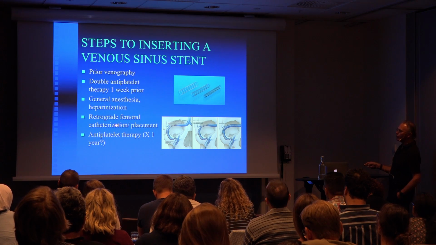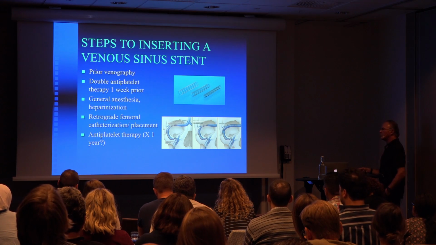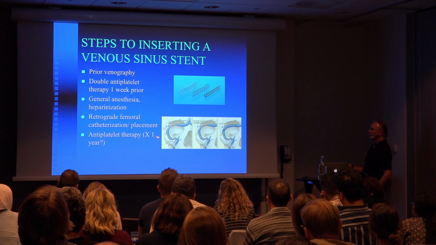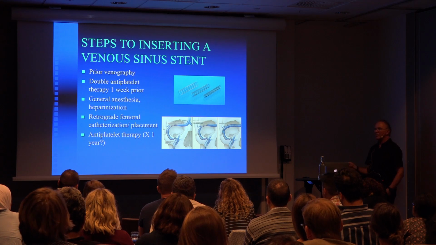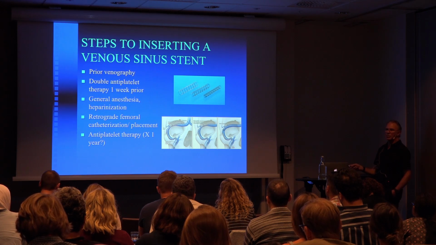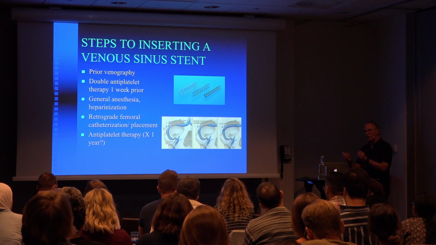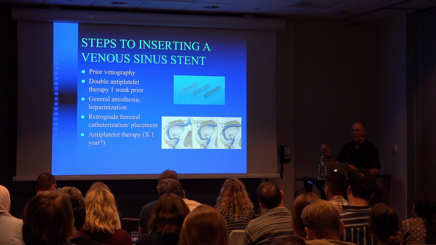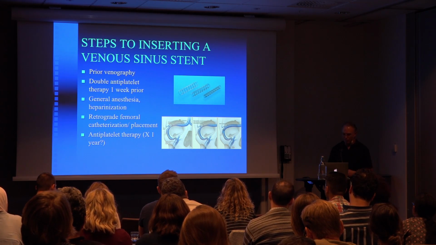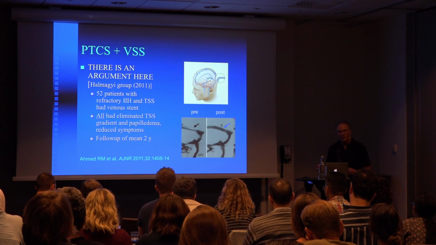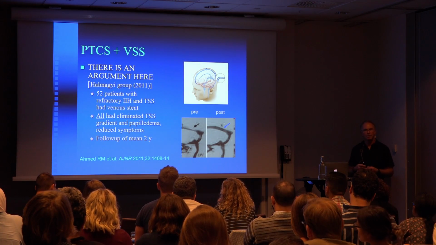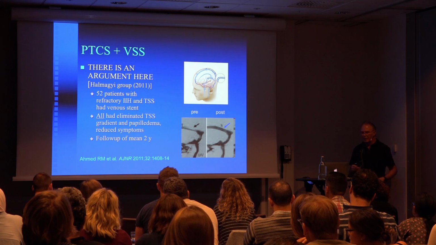You've got to do retrograde femoral catheterization and placement. And depending on what group you're talking about, they've got to be on antiplatelet therapy after, a minimum of 6 months. In general, most people who do this say 6 months, maybe up to a year. So you're putting the stent in, again, to open up that stenotic region, breaking the cycle somehow and lowering the pressure. Well, it's a lot of stuff, but there's an argument for doing it.